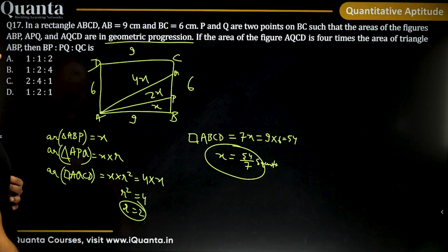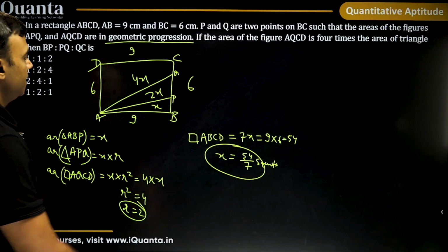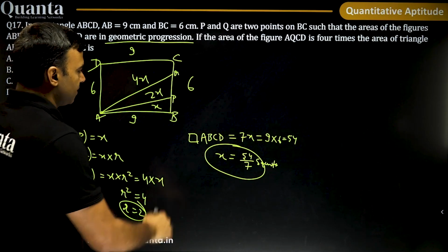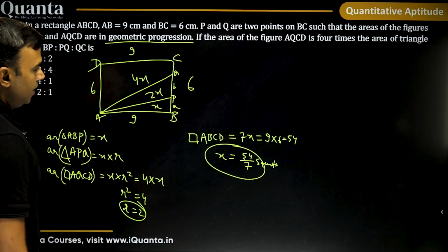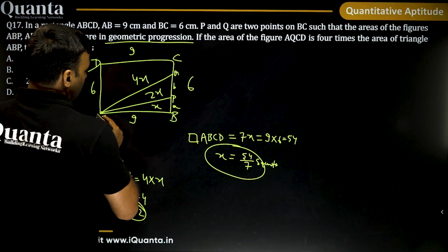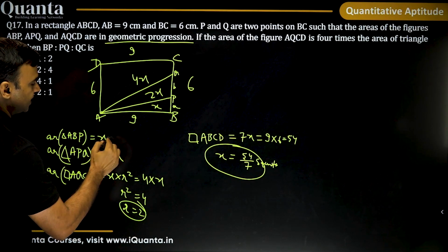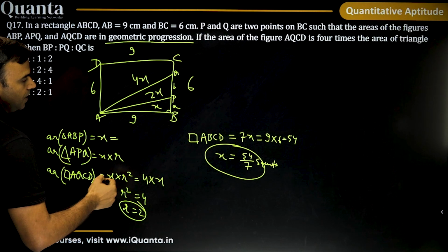Okay. Now, if the area of AQCD is 4 times the area of triangle, then find BP is to PQ is to QC. Now this is very easy. Suppose this length is A, this length is B. Look at the triangles ABP and APQ. So triangle ABP, this X, look at it very closely. It is a right angle triangle, right? So half base into height.